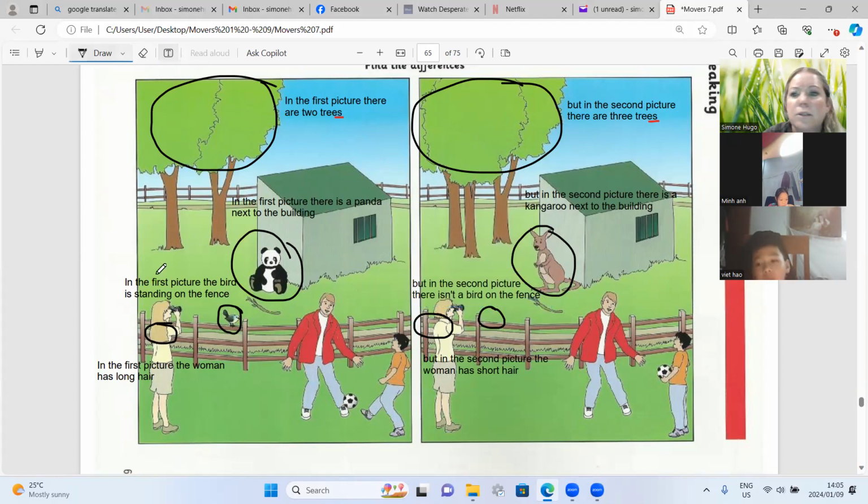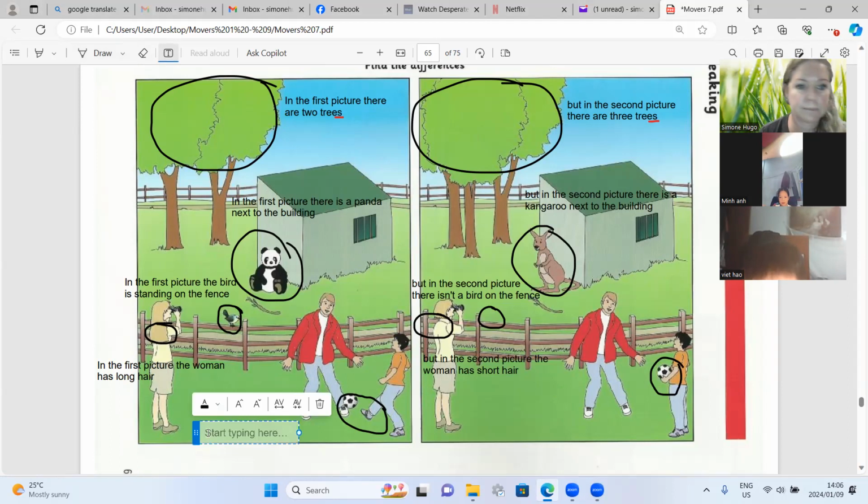Okay, and the last one, Viet. In the first picture, the boy is kicking the ball. But in the second picture, the boy is holding the ball.